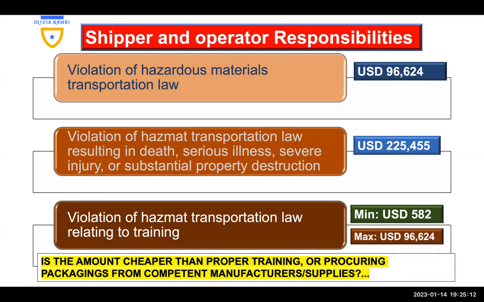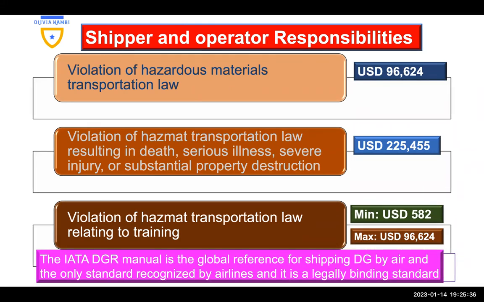I'm here to remind you that responsibilities are well stipulated in the regulations, and the shipper and operator are the key players in transporting dangerous goods. Therefore, they must be aware of their responsibilities. The shipper must comply fully with the IATA dangerous goods regulations when offering a consignment of dangerous goods to IATA member and associate member airlines and to the airlines participating in IATA interline agreements for cargo.